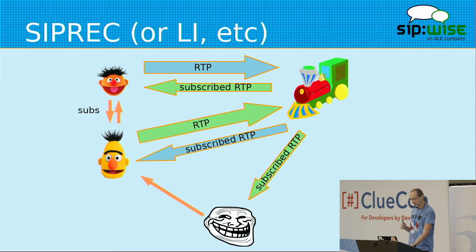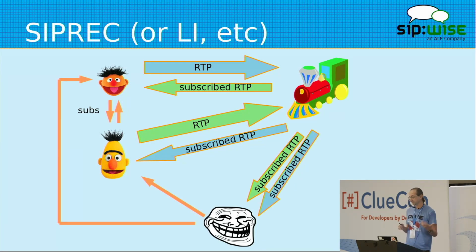And this is not limited to SIPREC. You can use this for legal intercept or any kind of media forking scenario that you want. And you can, of course, have multiple subscriptions. This is what you do with SIPREC. You receive a copy of every media stream. And you achieve this simply by adding more subscriptions.